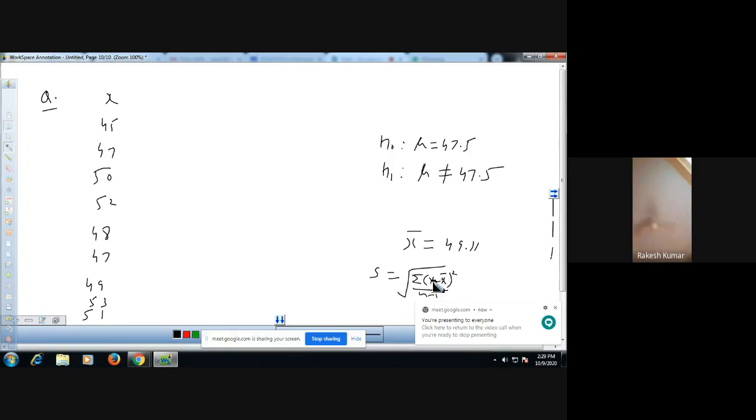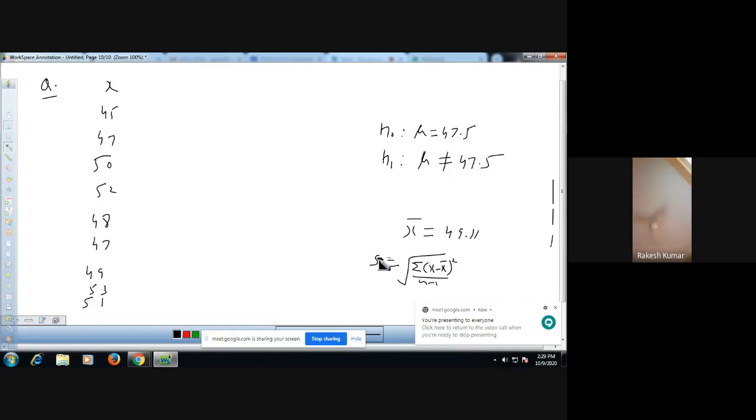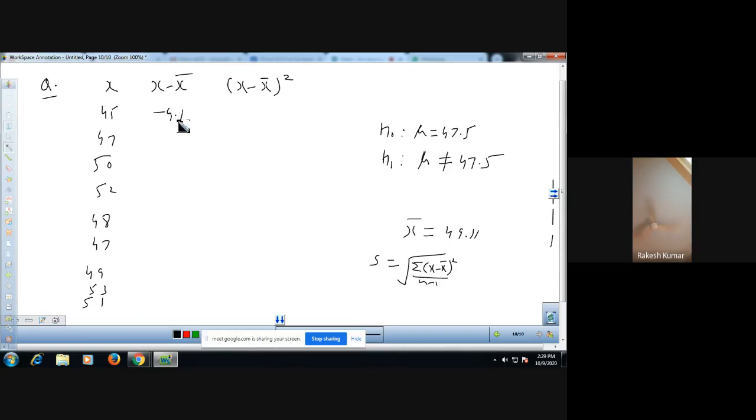This was your formula which we have to apply. So for finding out S, we need to do this. This was your mean deviation from the mean. We will be able to calculate it, and then we should have x minus x bar square. It comes out to be minus 4.1, minus 4.1, 0.9, 2.9, 1.1, 2.1, 0.1, 3.9, and 1.9.